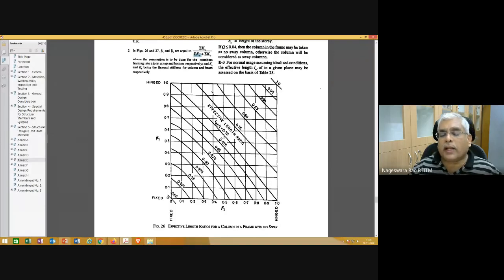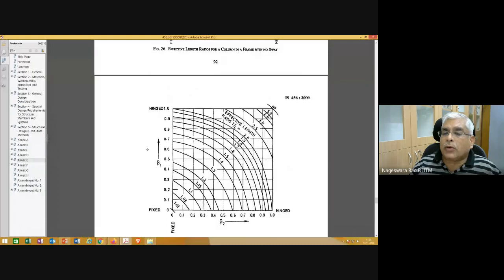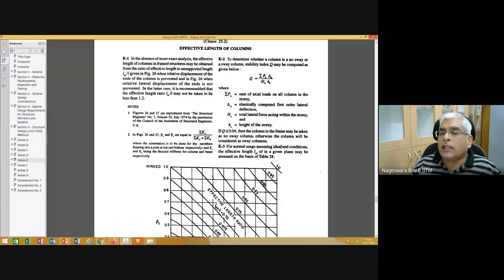So what should be that value? Effective length ratio, that information is given in figures 26 and 27. Figure 26 is for a no sway column and figure 27 is for a sway column. You need to calculate these parameters beta 1 and beta 2, which are a function of the flexural stiffnesses of the elements framing into that particular joint. Beta 1 is for top and beta 2 is for bottom.